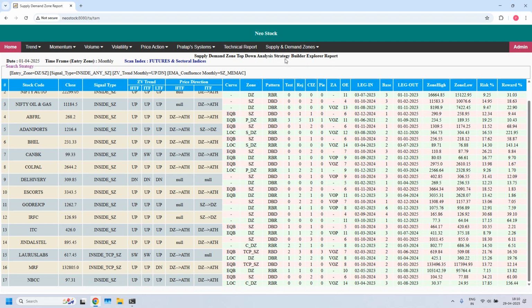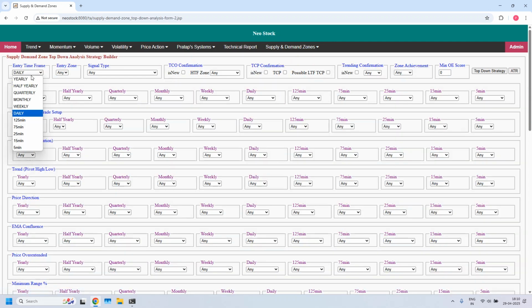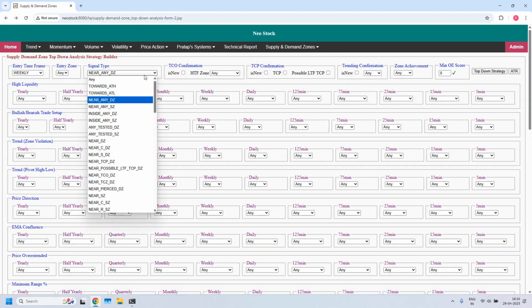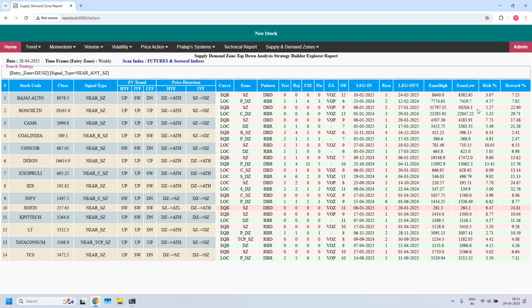Okay, next time frame is weekly. Stocks near weekly demand zone: we got 7 stocks. Next, stocks near weekly supply zone: we got 14 stocks.